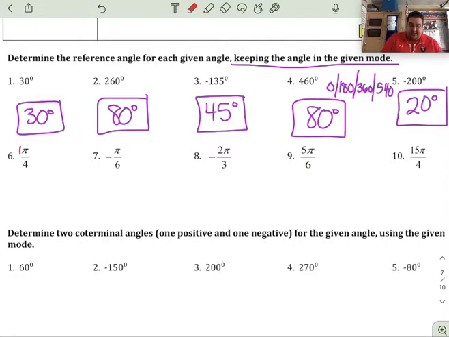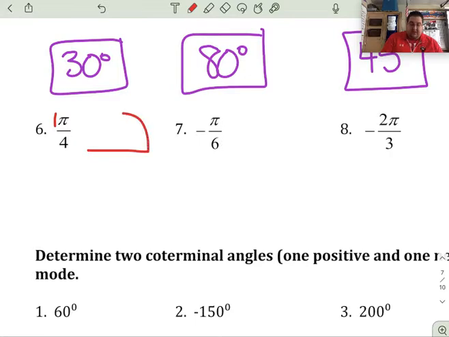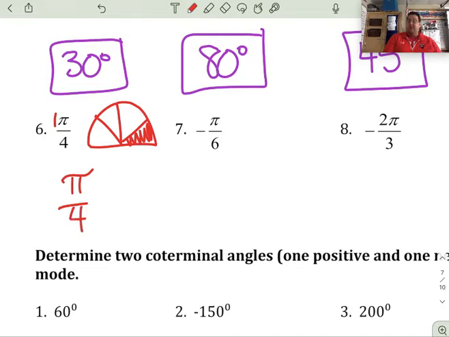If we wanted to draw a little picture here, we know that each pie is half of a circle, right? If we divide it in fourths, we have one piece out of 4. Are we closer to having no pie, 1 full pie, or 2 full pies? We're closest to no pie, so our reference angle is going to be pi over 4.